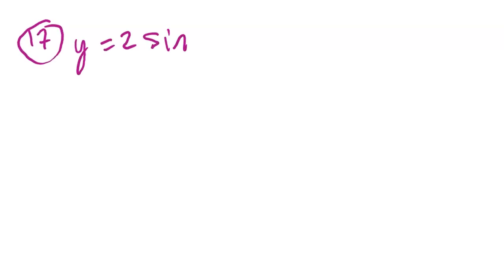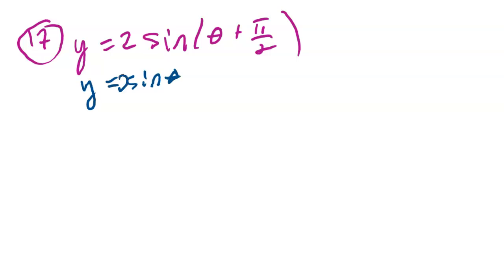All right, 17. We have y equals 2 sine of theta plus pi over 2. Exactly the same thing. Amplitude is 2 this time. It says find the period. The period for sine is 2 pi, and it's being shifted to the left pi over 2. All right, so I'm going to draw my standard y equals sine graph. I guess y equals 2 sine graph.